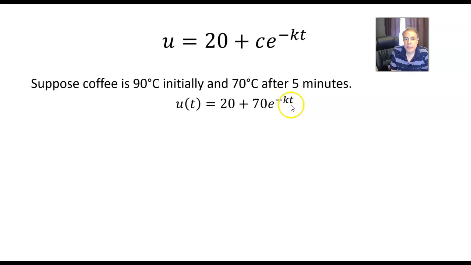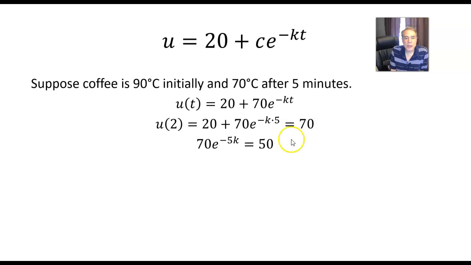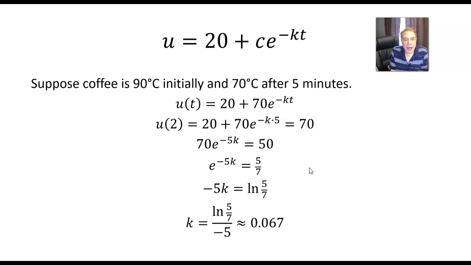If you stuck a 0 in for t, you'd get 20 plus 70 times 1. You'd get 90 degrees. And if we also know that when t is 5, u of 5 equals 20 plus 70 times e to the negative k times 5, that's 70 degrees. We can then subtract 20 from both sides, divide both sides by 70, take natural logarithms of both sides, and divide both sides by negative 5 to get the value for k. Here it comes out to be the ln of 5/7 divided by negative 5, which is approximately 0.067.